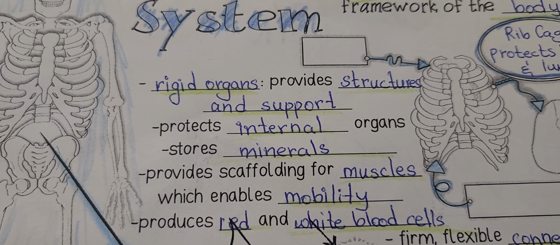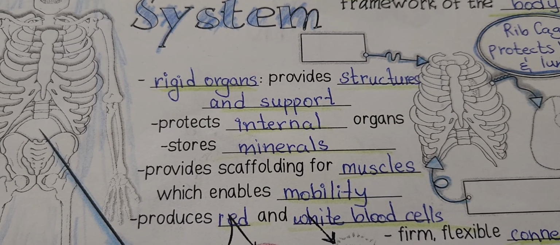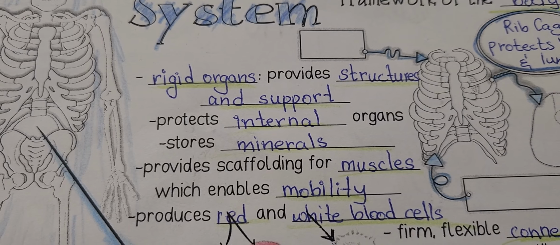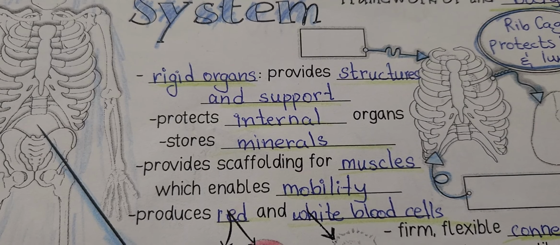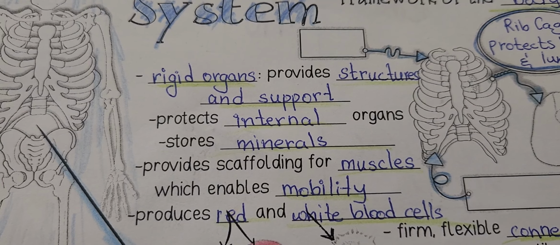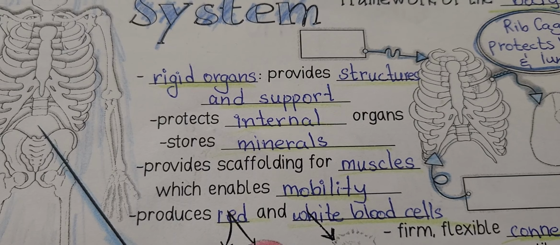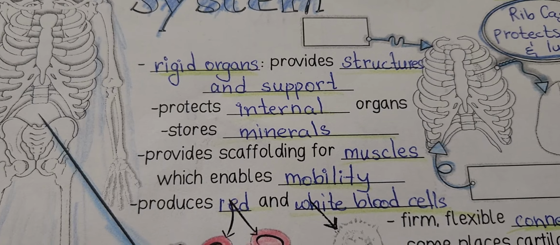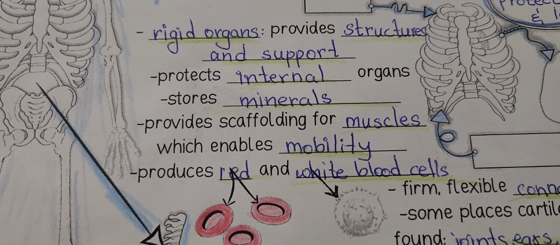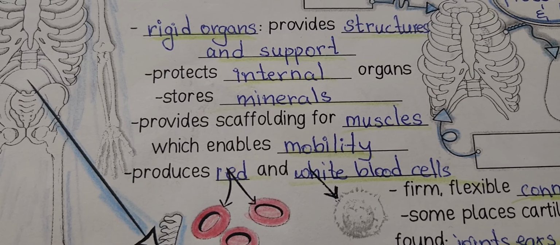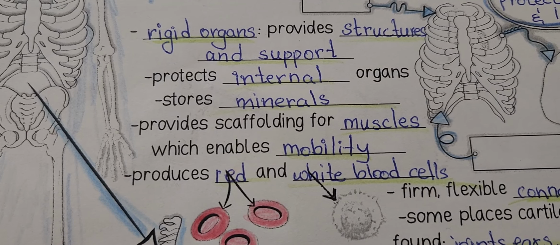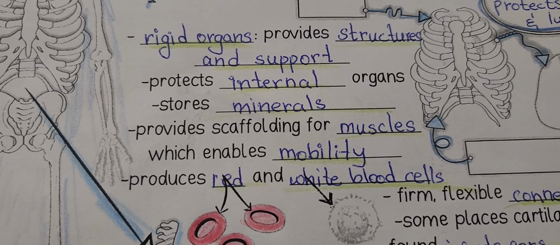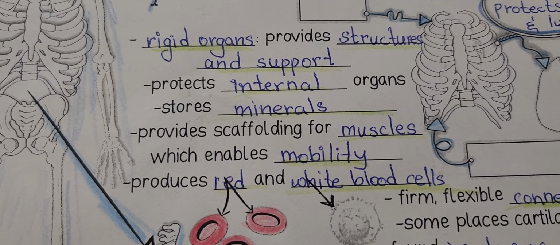It also protects our internal organs. It stores minerals. It provides scaffolding for muscles, which basically enables mobility. Mobility is the ability to move or movement. And the skeletal system also produces red and white blood cells. Red and white blood cells are two very important things in our body that we need to live. So basically, bones produce both the red and white blood cells.